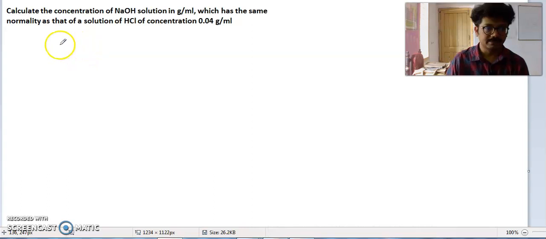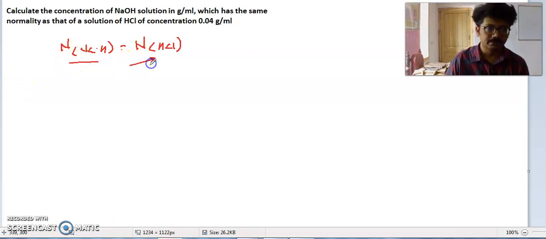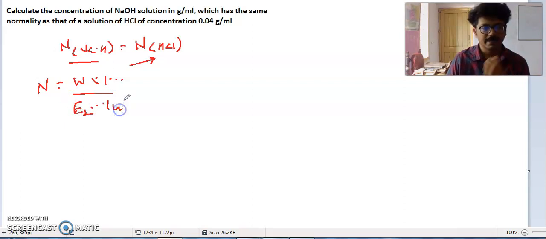Here one thing is given, that the normality of NaOH is the same as the normality of HCl. Now you have to find something of NaOH, but you are given something of HCl. So first you have to find the normality of HCl. The normality is equal to W multiplied by 1000 upon E2, the equivalent mass of solute, multiplied by V in ml. As it is mentioned, it is 0.04 gram per ml.